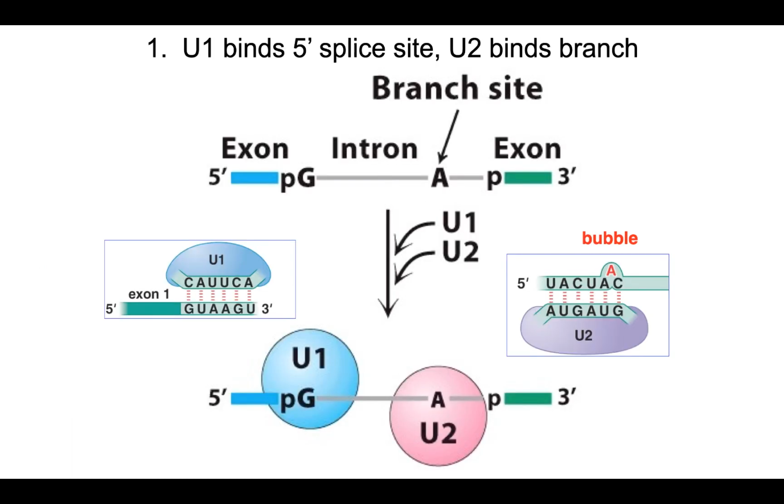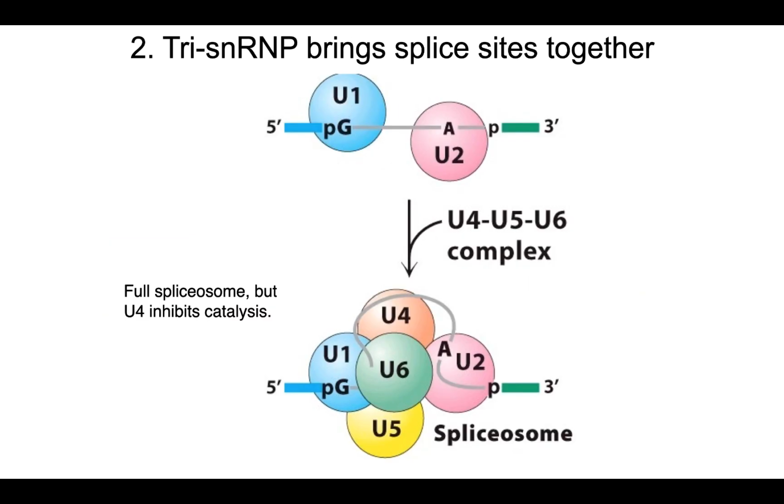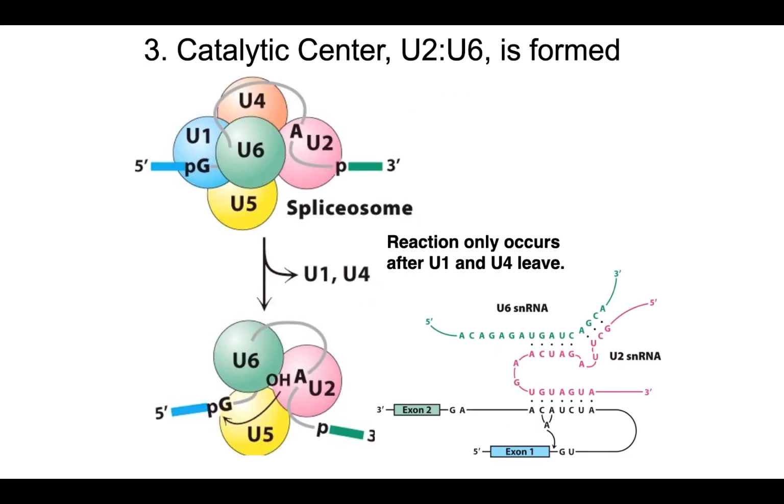So the assembly. First, U1 has the snRNA that is reverse complementary to the 5' splice site, so it binds there. U2 has an snRNA that is reverse complementary to the branch site, so it binds there. And then that attracts the U4, U5, U6 tri-snRNP complex that binds. And so now we've got this full spliceosome, but until U4 leaves, it's inactive. There's then a shift where U2 and U6 bind to one another, the snRNAs shown here.